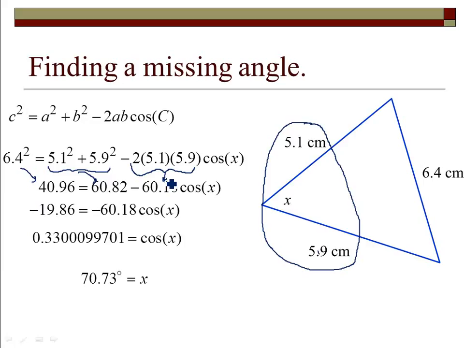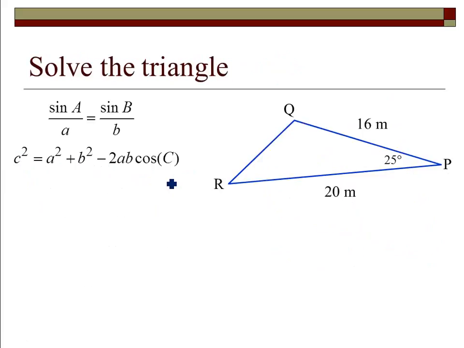Okay, now let's look at a typical kind of problem you're going to come across where you may have to actually solve a triangle. So right now, these are the formulas we have. We have law of sines and we have law of cosines. So we have to look at what we're given to decide which one we're going to use. Well, what I'm given is a side, an angle, and a side. So this is side, angle, side.